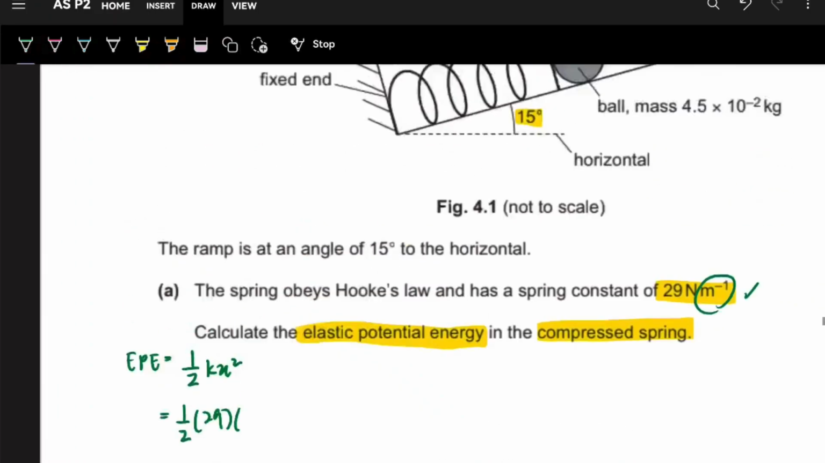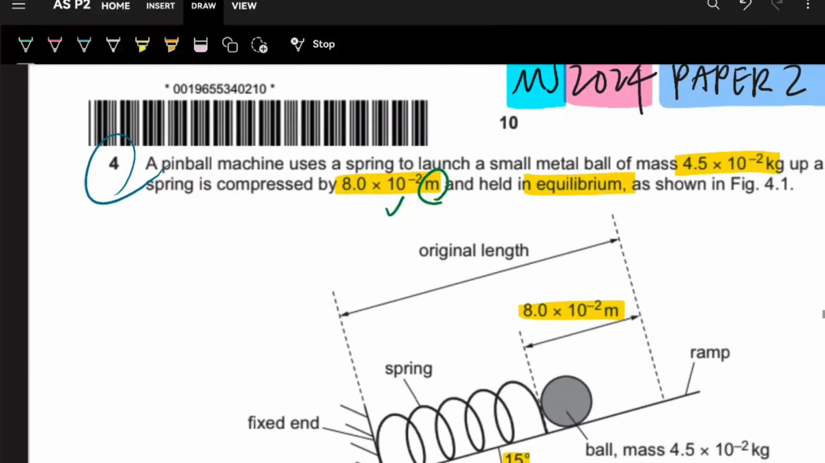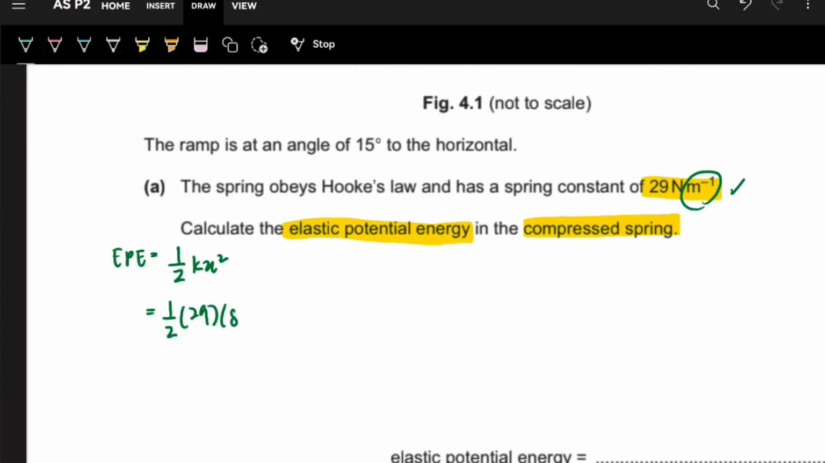Okay, then our compression is 8 times 10 to the power of negative 2. Don't forget to square. If you don't square, you will get a very different answer. So I'll go ahead and grab your calculator. Let's calculate this. So you will get 0.0928 joules.